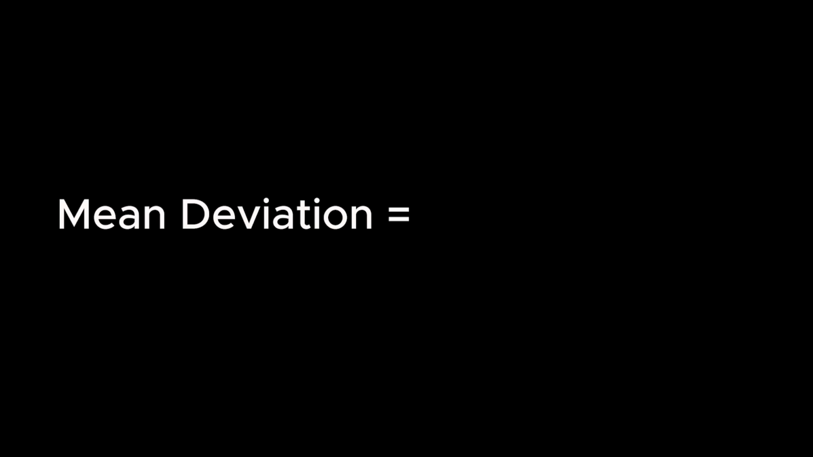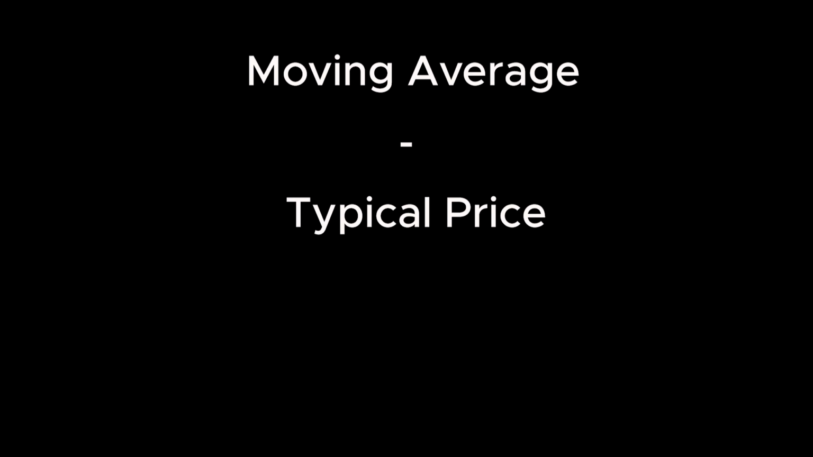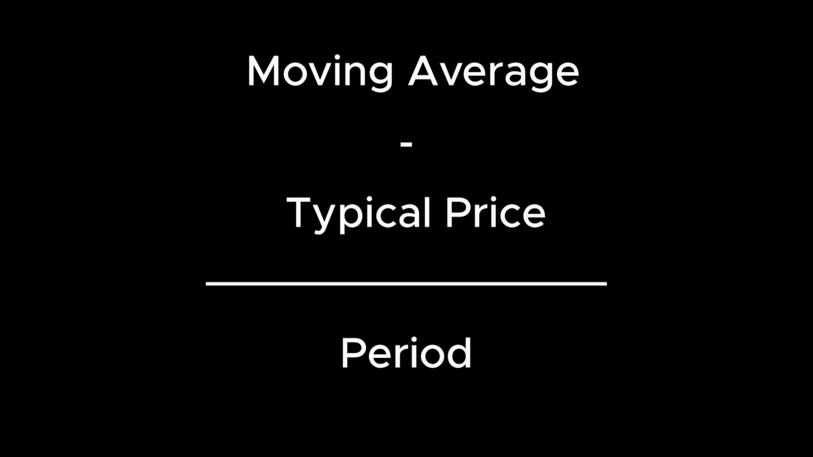Mean deviation, however, equals your moving average of the typical price at each candle and subtracts the typical price of that candle. So it's pretty much the opposite of the numerator. So we'll take that part there and then divide by the period. So we'll add up all of the previous moving average points from the typical price for our period and then divide by our period. This gives us that mean deviation, which we will then multiply by that 0.015.